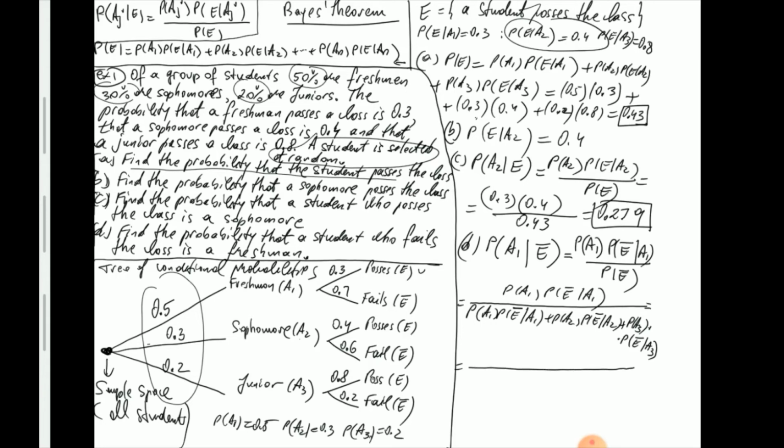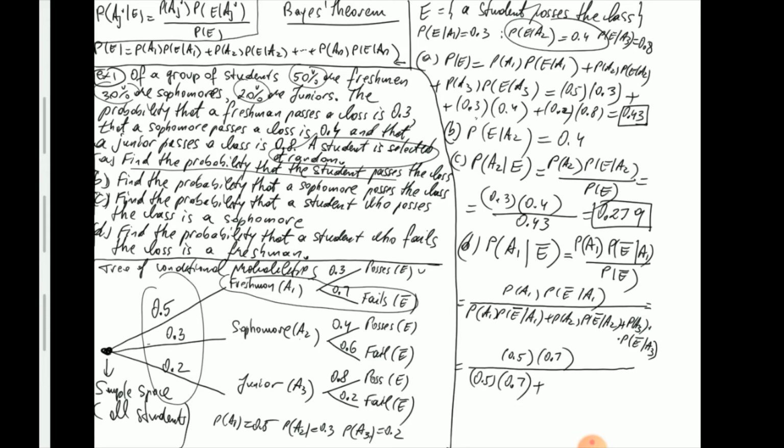So P of A1, again, that's 0.5. P of the complement of E given A1, pay attention here to the tree, you're looking at this branch. Probability of failure given A1, which is 0.7. And then on the bottom, again, probability of A1 times the probability of the complement of E given A1. Pay attention to the second branch here.